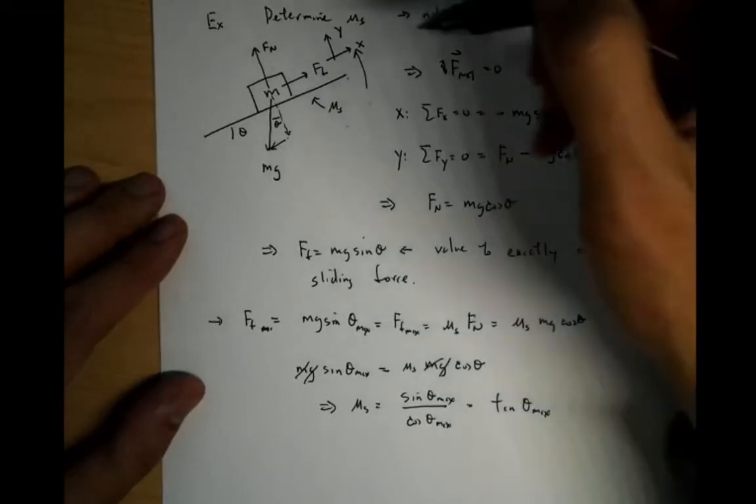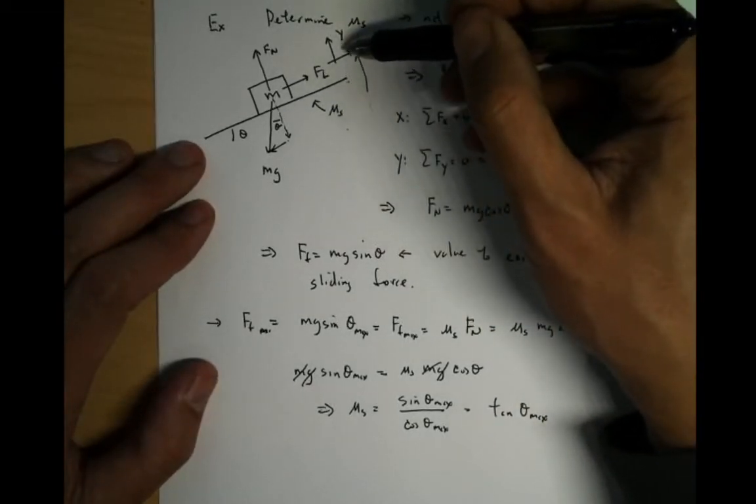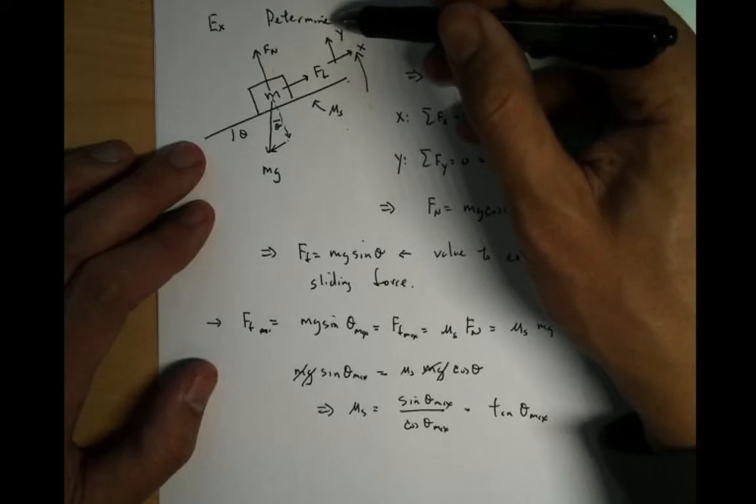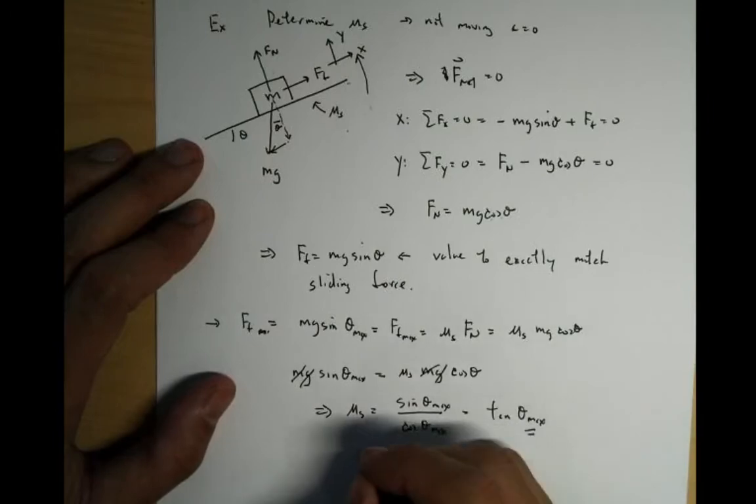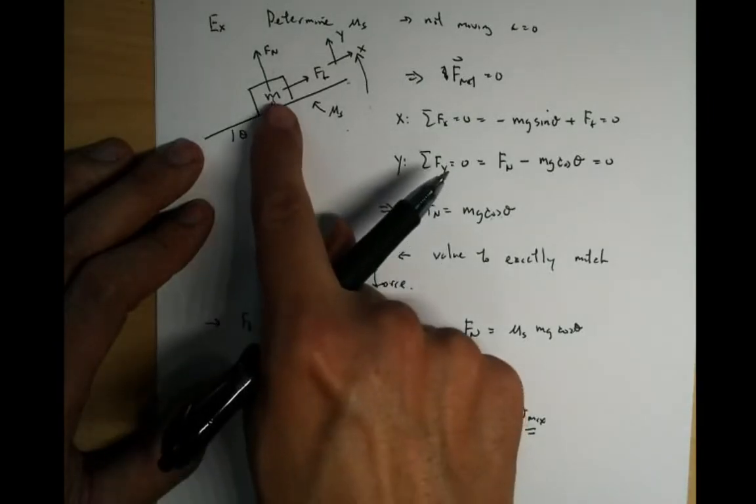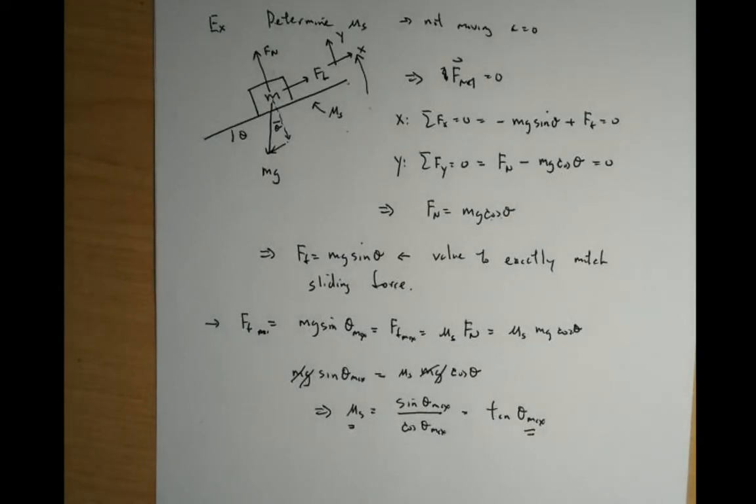So you can do this experiment, right? Take an inclined plane, increase the angle, and the angle at which this box starts sliding down is theta max. The tangent of that determines the property of the surface. Okay, so that is interesting, right?